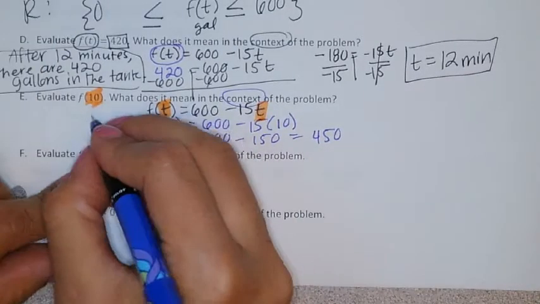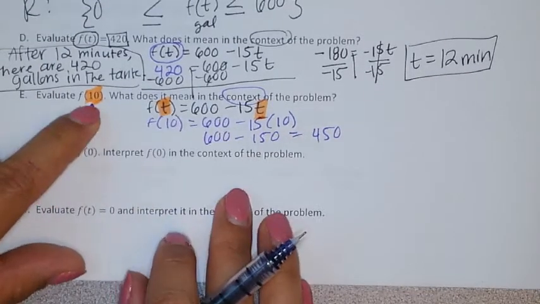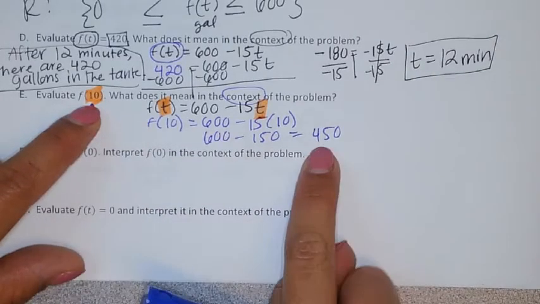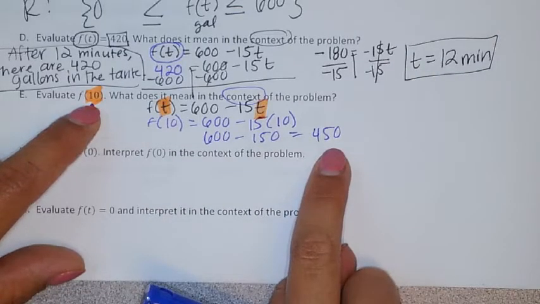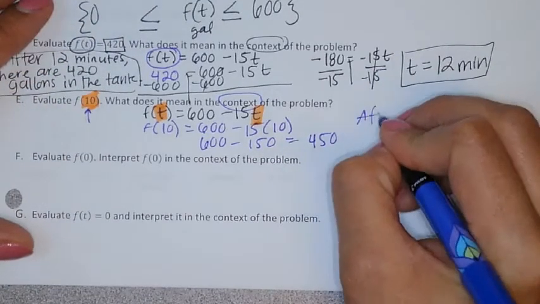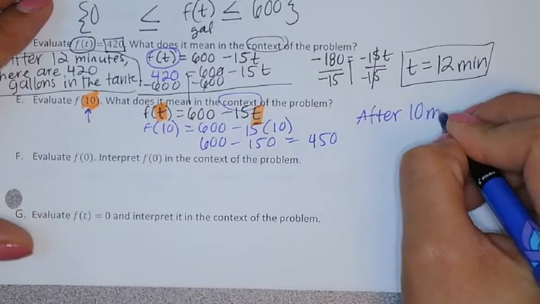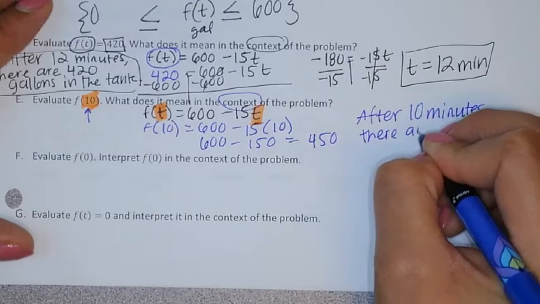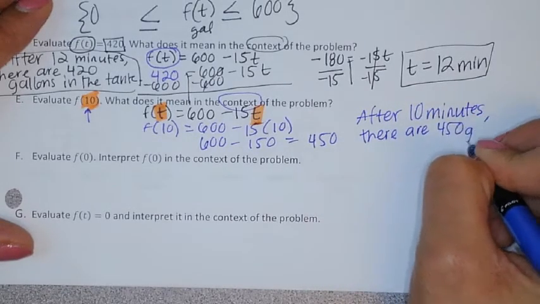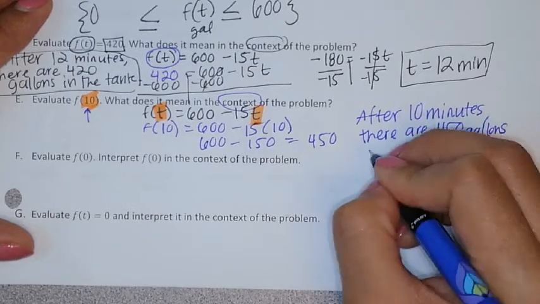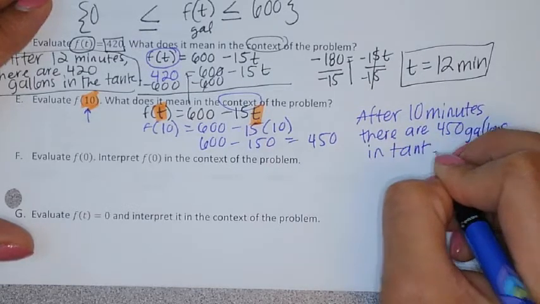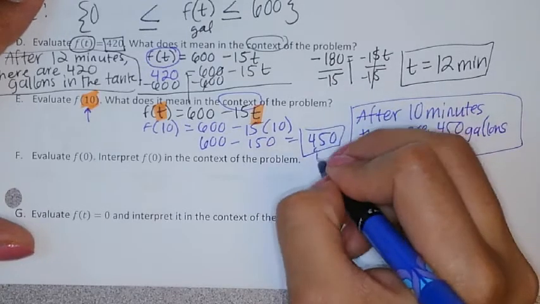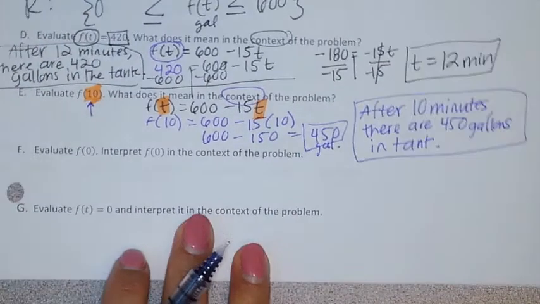Now I have to evaluate, or what does it mean in the context of the problem? Here f of 10, 10 is in place of the t. So this means that at 10 minutes, or after 10 minutes, there are 450 gallons in the tank. So these two would be my answers. This would be gallons.